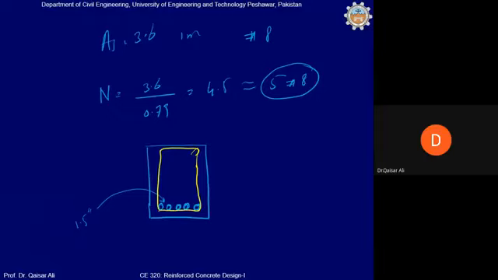How to calculate the clear spacing between these bars? Subtract the area covered by the clear cover and the rings. So tell me. Look, what is the total width of the beam? This total width is 12 inches. Clear?